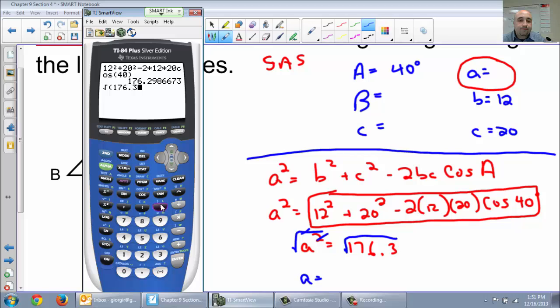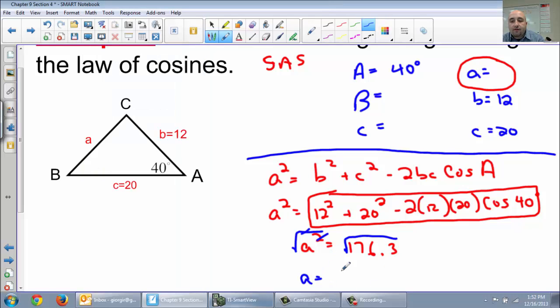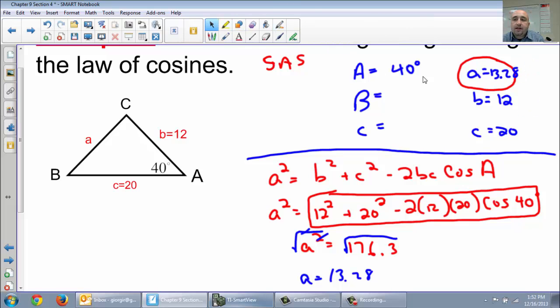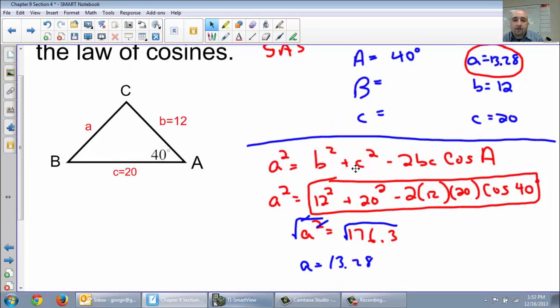176.3. And my answer for A is 13.277, or 13.28. So I have 13.28. All right, so there's the first step to the law of cosines. Hopefully that isn't too bad. All right, next step. I'm going to put a line down here so I can separate this.